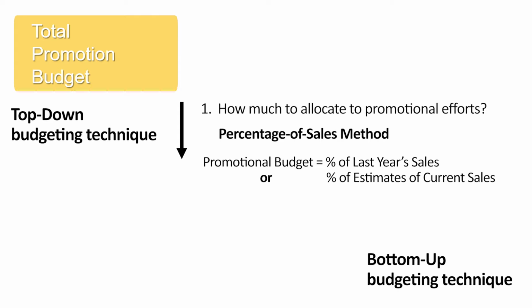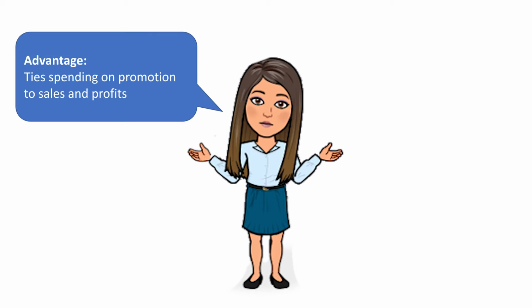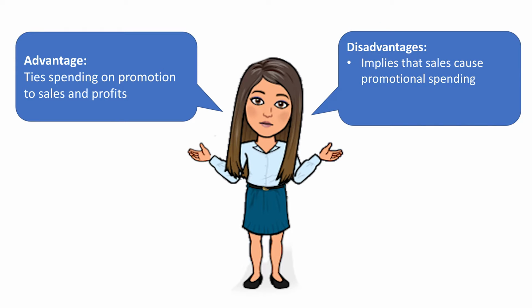The percentage might be an industry average provided by trade associations that collect objective information on behalf of member companies. The advantage of this method is that it ties spending on promotion to sales and profits. Unfortunately, this method can imply that sales cause promotional spending rather than viewing sales as the outcome of promotional efforts.